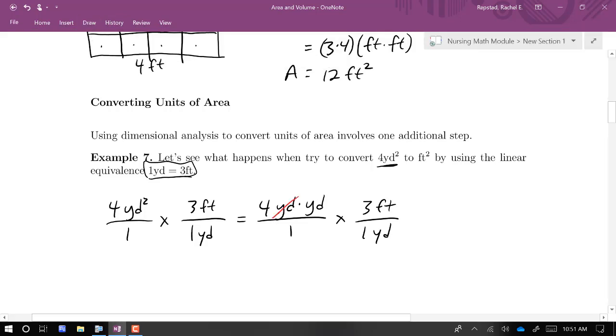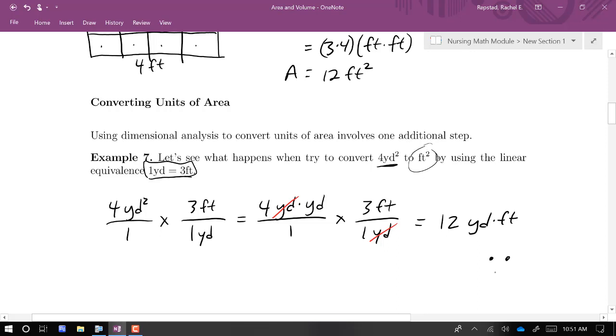Now when I go to cancel, only one of the yards units cancels. I end up with 12. 4 times 3 is 12, and then my units are yard feet. And I guess I could think of that as a unit, but that's a really confusing kind of unit. It doesn't really mean much to anybody who would see this figure. And it certainly did not get us to square feet, which is what we wanted.